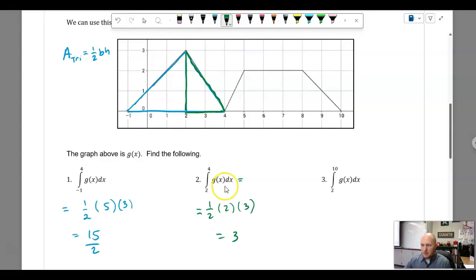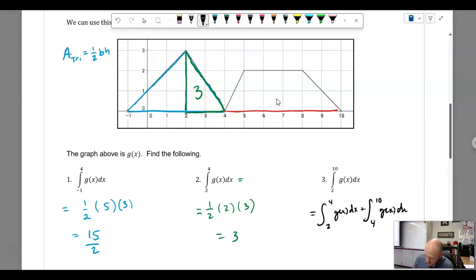All right, let's look at number 3, the integral from 2 to 10 of g of x dx. The good thing about this is I already found the area from 2 to 4. I know that area is 3, and then I have this object, the area under this curve from 4 to 10. So here's a property of integrals: you can split integrals. The area from 2 to 10 can be split into the integral from 2 to 4 of g of x dx, plus the integral from 4 to 10. These are the same thing. I do this because we already found the area under the curve from 2 to 4. Now I just have this object.